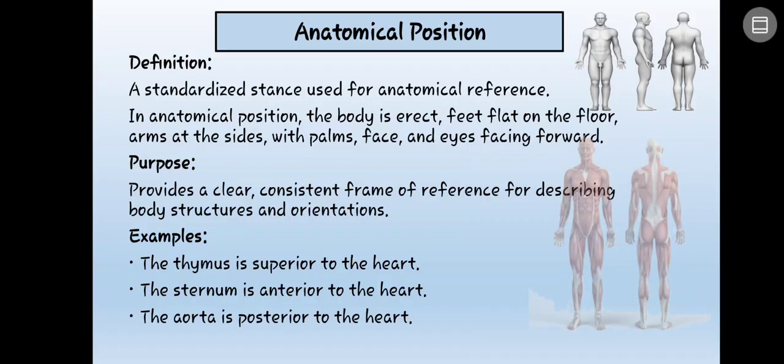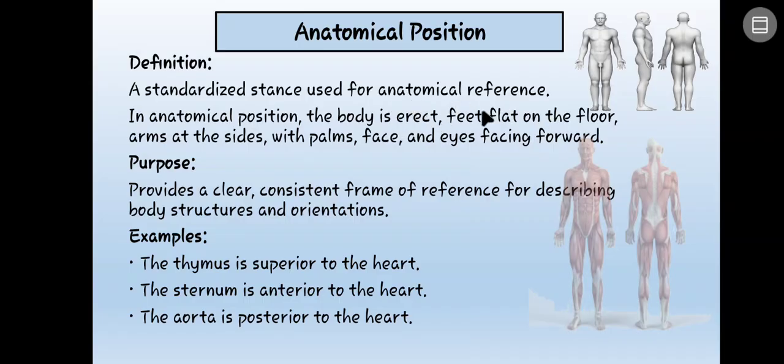So for example, if we are looking into an anatomy textbook or reference book, or an atlas, and we are looking at the description of the position or the location of the heart, that description is based on the anatomical position. It's a stance that a human body is supposed to assume before we do anatomical studies. So anatomical position is the standardized stance that is used for anatomical reference.